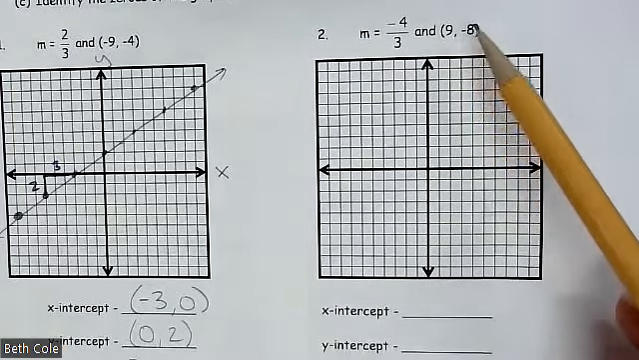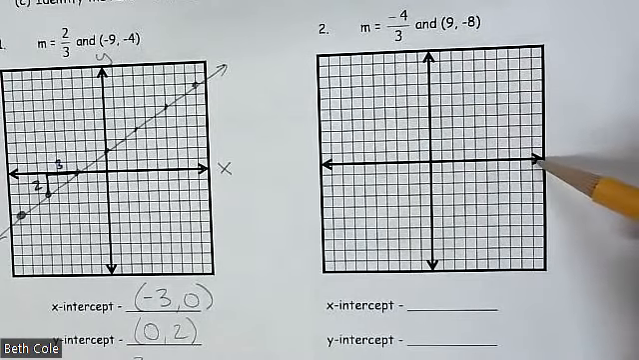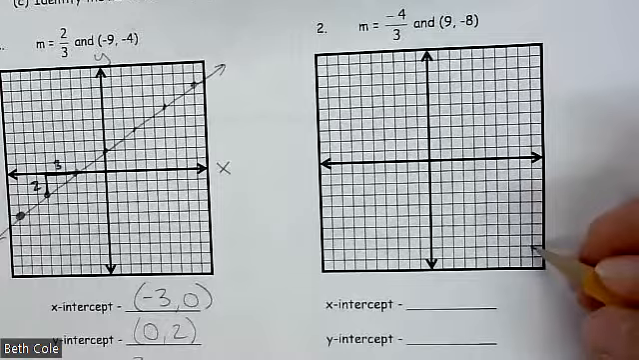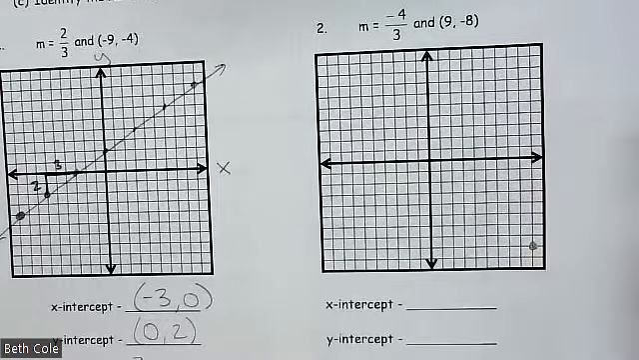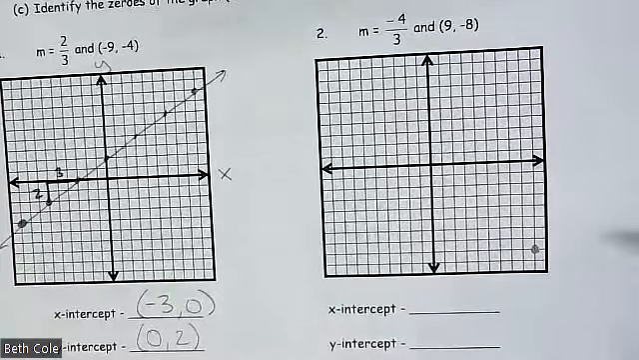Which one? 4, good. Go to 9, the grid goes to 10, so it'll be like 1 before the end. And then negative 8 would be 2 before the end. It's easier to think the whole way is 10 and then just back it up by 2.